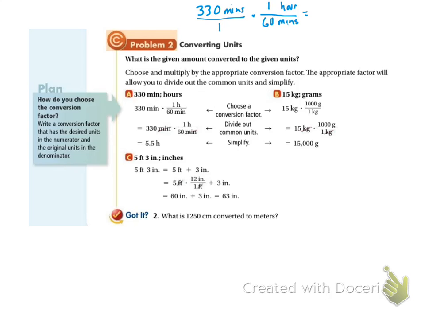So then I multiply across. 330 times 1 gives me 330. 1 times 60 gives me 60. My minutes cancel off on the top and on the bottom, so I'm just left with hours. And then 330 divided by 60 gives me 5.5. So this is 5.5 hours.